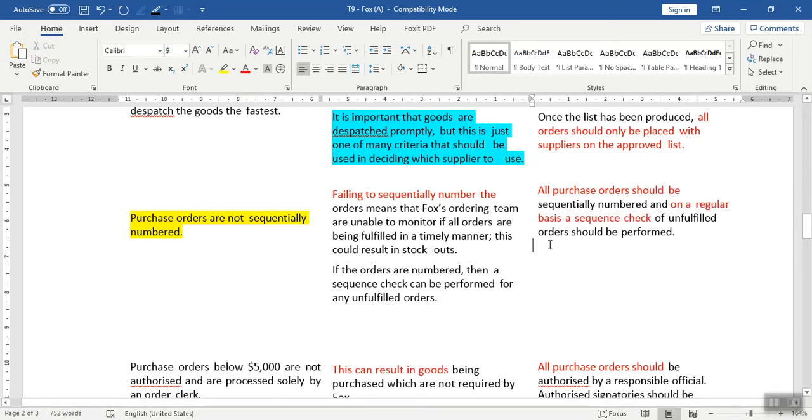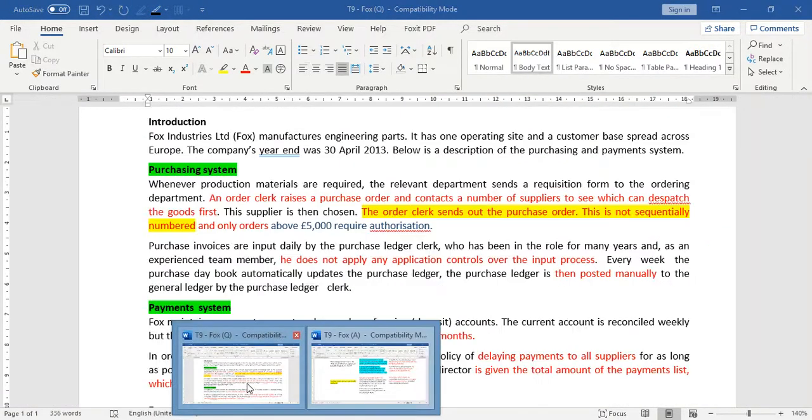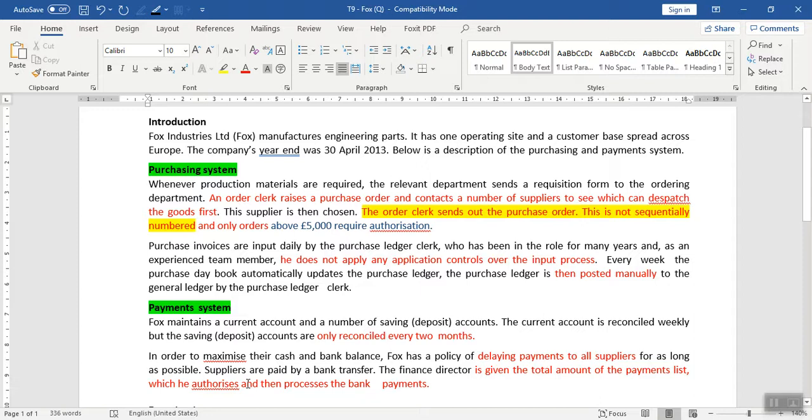Okay, which department sends the requisition form, and then they have to raise the order first. Of unfulfilled orders, a check should be performed. Otherwise the stock might run out. Okay, so let's go to the next one.